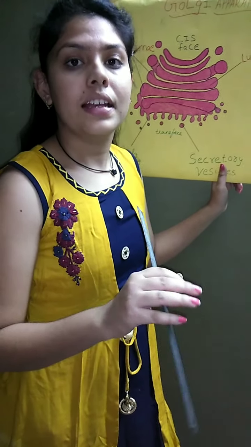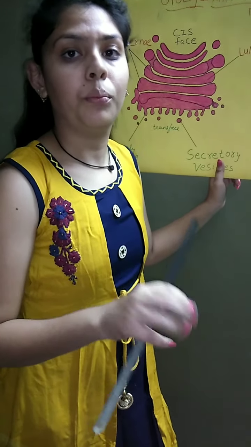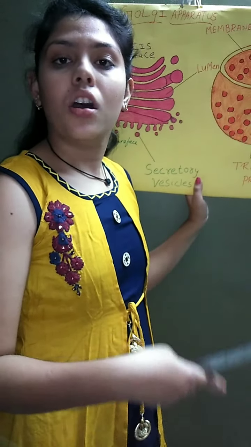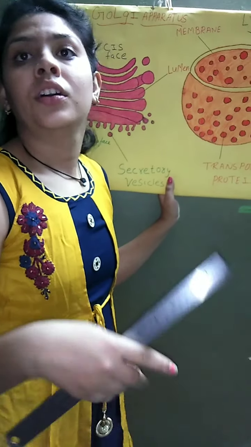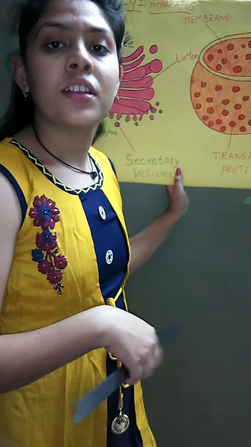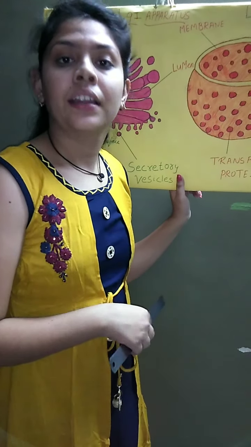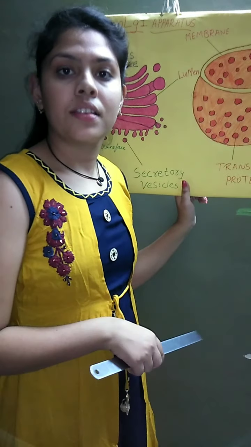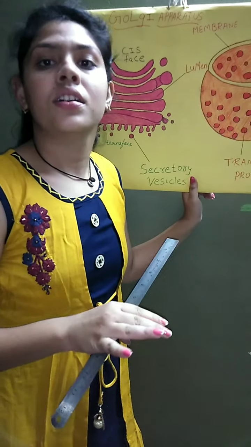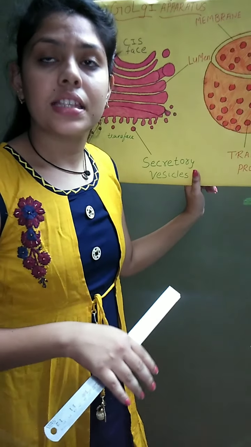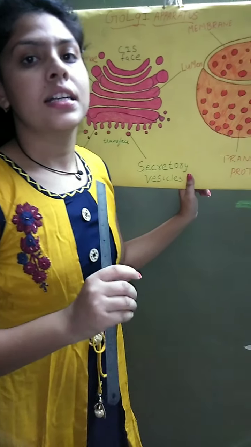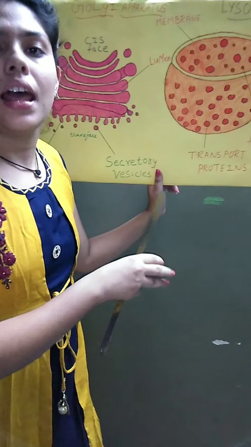If the cell is damaged or not functioning properly, then the lysosome will burst and release the enzymes inside the cell. So from this we can say that they digest their own cell. It looks like it is committing suicide, so lysosomes are also called the suicidal bags of the cell. So this is all about the lysosomes.